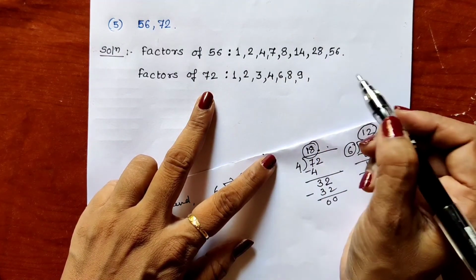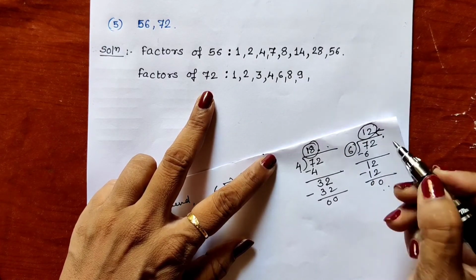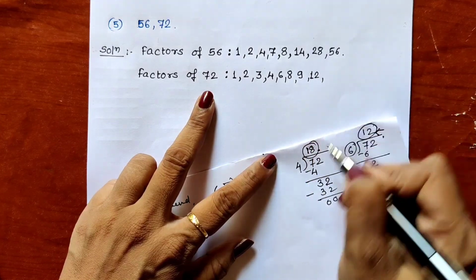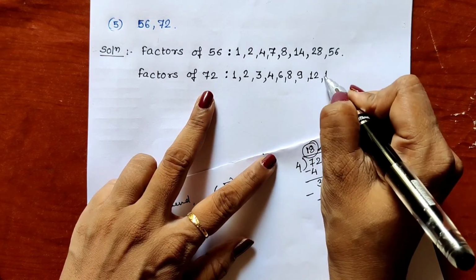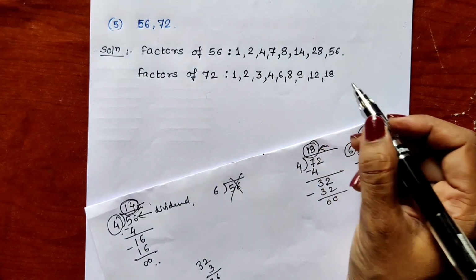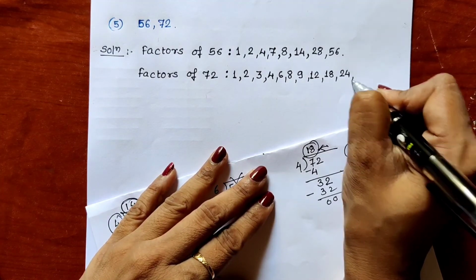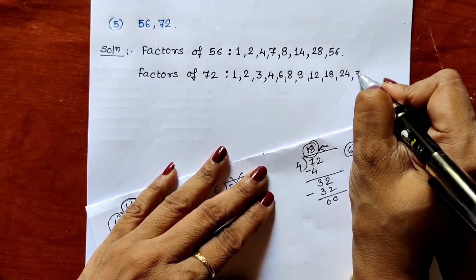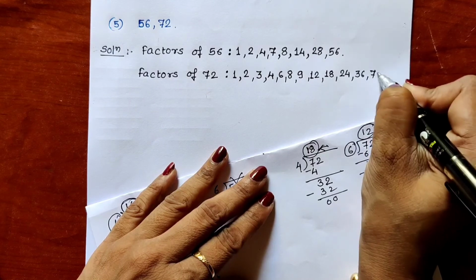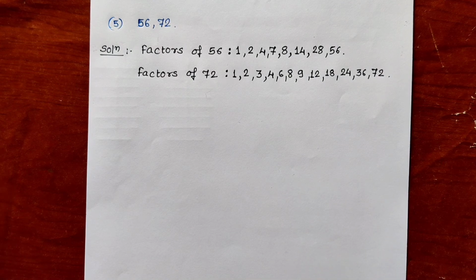Then it is not divisible by 10, it is not in the table of 11, directly it is in the table of 12. And after 12 it is in the table of 18, it is not in the table of 13, 14, 15, 16, okay, directly in the 18. After 18 it is divisible by 24, after 24 it is divisible by 36, and then directly by 72. So in this way you have to check every time on your rough page, and then you can find out the factors of the given number.